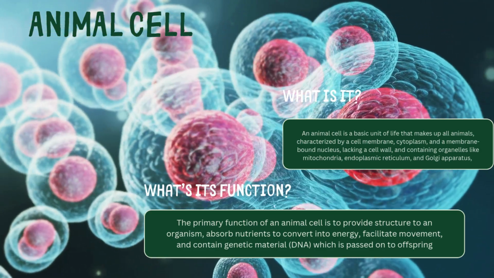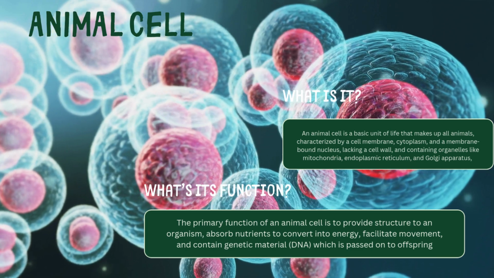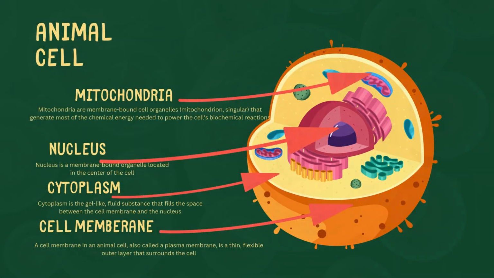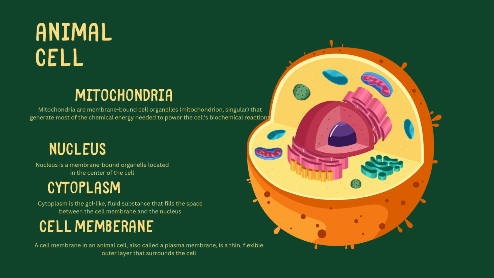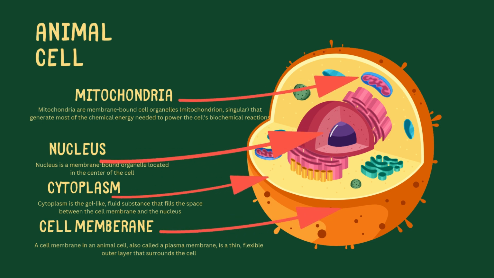The primary function of an animal cell is to provide structure to an organism, absorb nutrients to convert into energy, facilitate movement, and contain genetic material, DNA, which is passed on to offspring. Let's look at the key components of animal cell. Nucleus. Nucleus is a membrane-bound organelle located in the center of the cell.